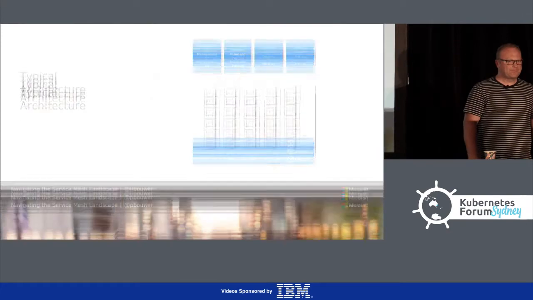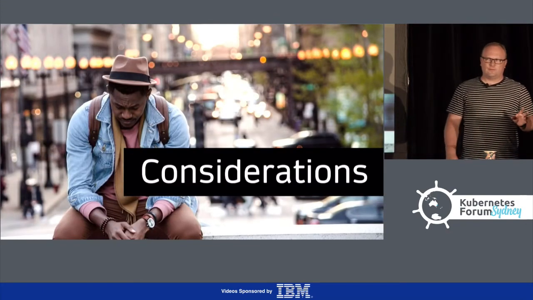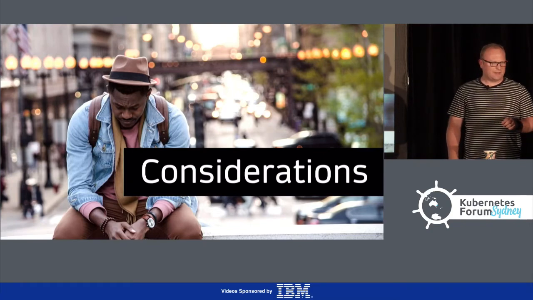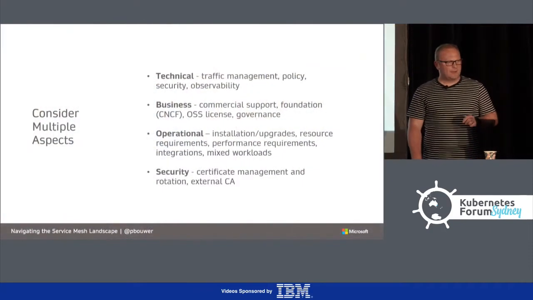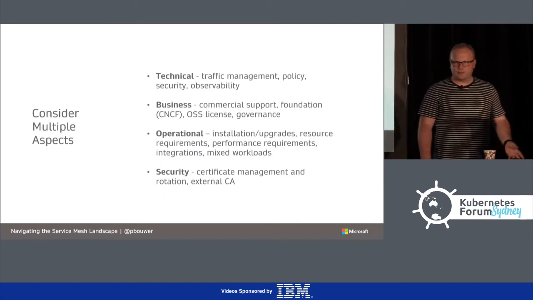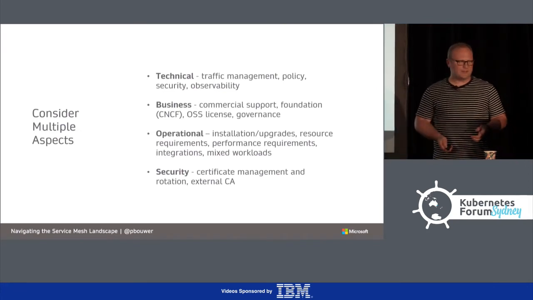So I also mentioned way up front that features are not the only consideration that you should be taking into account. There are multiple things that you should be looking at when you decide on a mesh. We've covered some of the technical stuff around traffic management, policy, security, and observability, but there are other things that may be important to you and your organization.